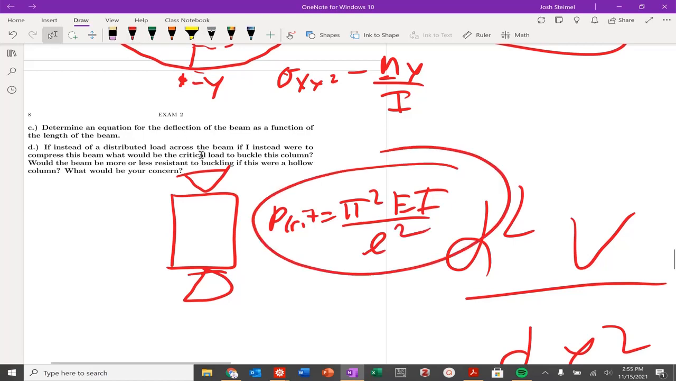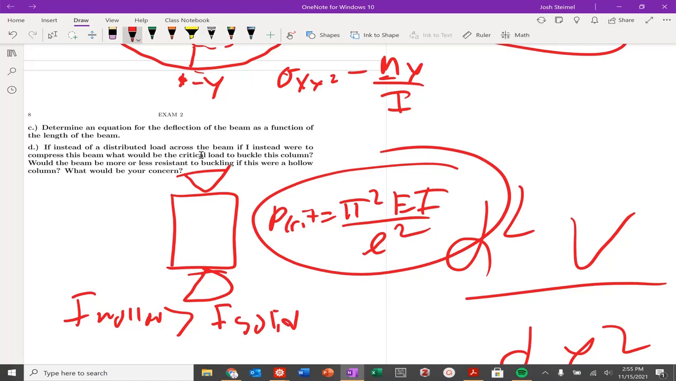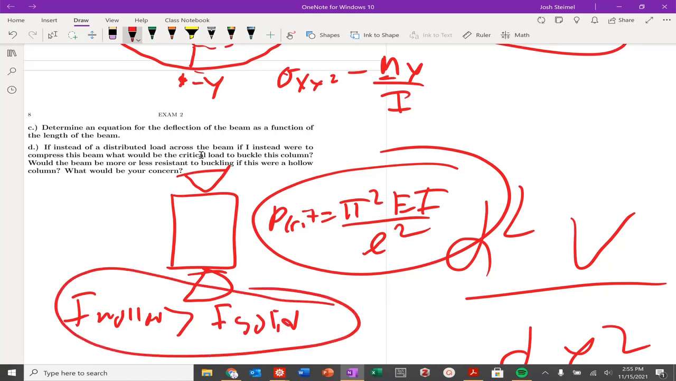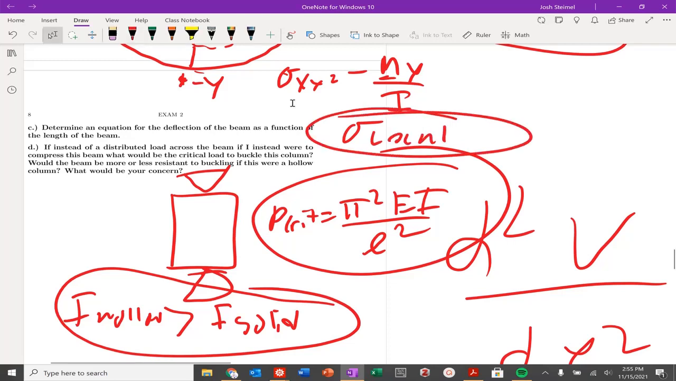If it's hollow, remember, we know that I of our hollow is going to be greater than I of solid. So we would expect that it resists buckling more because we have a higher critical load to buckle, but we have that local buckling stress. So beware of that in the exam. So again, beware of buckling in general, and understand how that moment of inertia changes for the hollow section, but that is pretty much it.